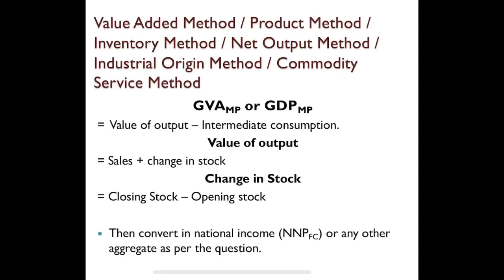Minus intermediate consumption. Intermediate consumption I already explained in the previous video, but you by now know it has two characteristics. Either it is meant for reselling or it will be consumed in the process of production. So which means value of output minus intermediate consumption.